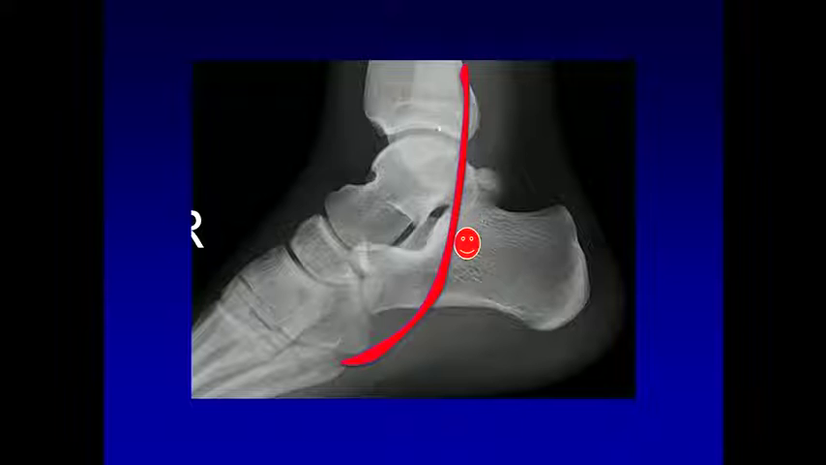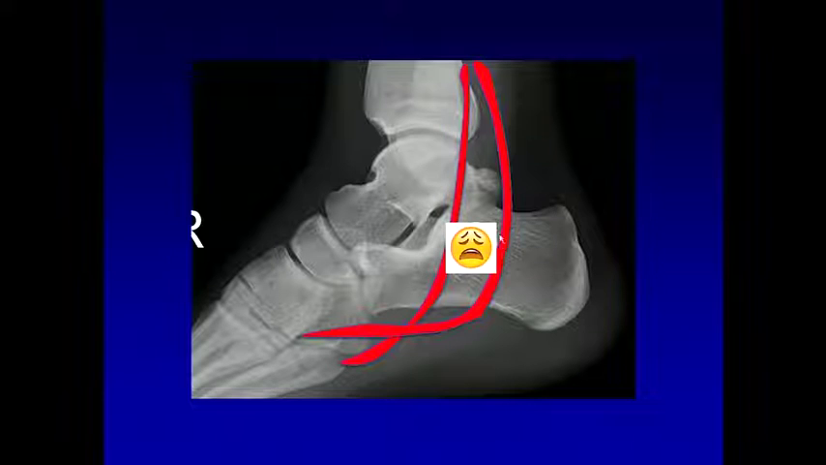The peroneal tubercle separates the peroneus brevis from the longus. When it is hypertrophied, it can cause quite a lot of pain. It is found in about 40% of patients, but it's not always hypertrophied.